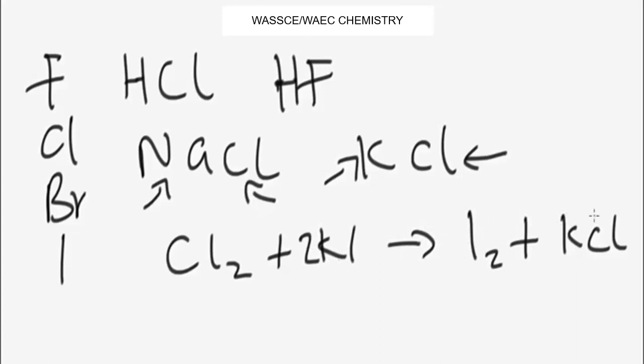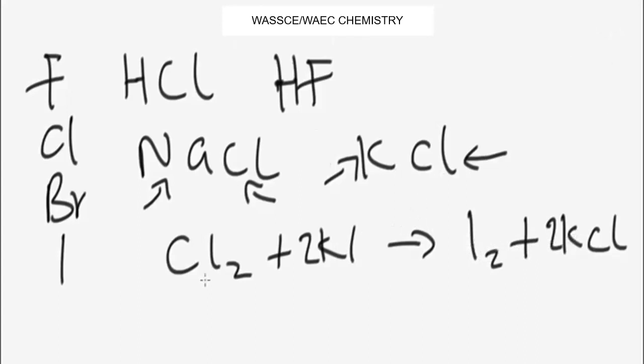What else do we need to balance? Potassium is 2 at the right but 1 at the left, so we're going to add 2 here to balance potassium. Potassium is now balanced. Chlorine is also balanced. So this chemical reaction is now balanced. When chlorine gas reacts with potassium iodide, because chlorine is more reactive than iodine, it will displace iodine from potassium to form iodine gas and potassium chloride.